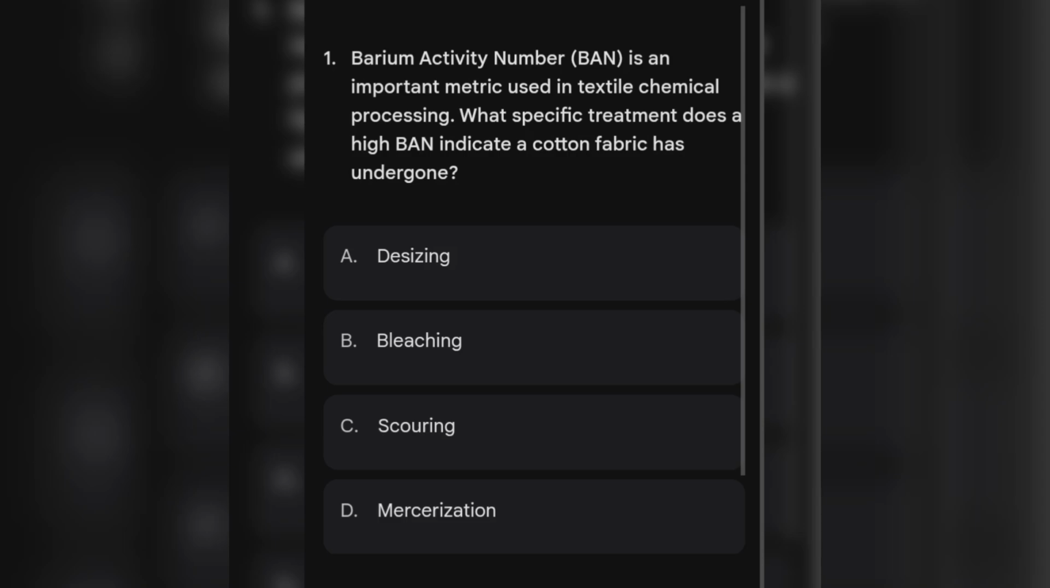Barium is active. BN is an important matrix used in textile chemical processing. What specific treatment does high ban indicates of cotton fabric has undergone? So it is a straight theoretical question and asked, I think, twice. So the answer is mercerization.